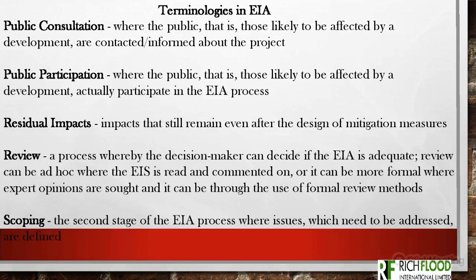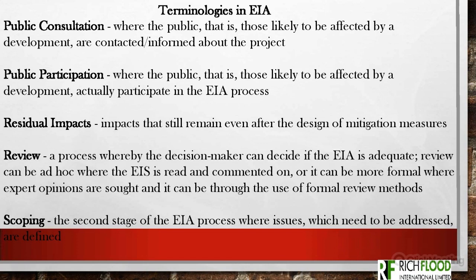Procedural impact: these are impacts that still remain even after mitigation measures have been applied. They still remain after the project has ended, even after we have mitigated those impacts. And review is a process whereby the decision maker can decide if the EIA is adequate or not. The other presenter, while highlighting the process and stages of EIA, said something about final review after the project stage. This is where the review comes in.